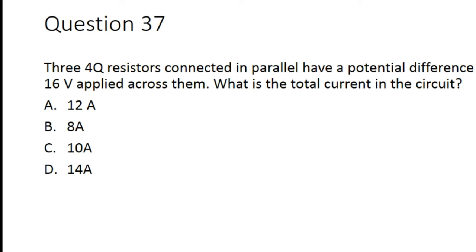Again, our current I is equal to V over R. So this will give us 16 all over 4 over 3. And this will be equal to 12 amps, which is option A.